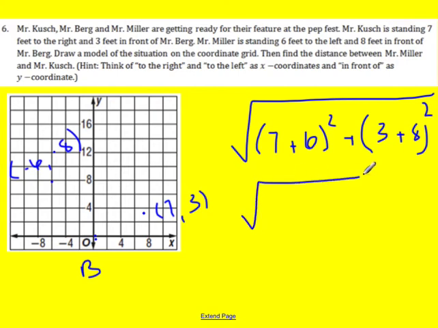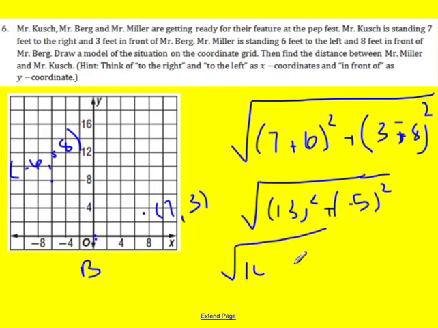So then I'm going to end up getting the square root of 13 squared plus, oh, I'm sorry, this 8 should be positive because you went up. Oh my goodness. So that's a minus. I apologize. So that's going to be a negative 5 squared. So then you end up getting 13 squared, which is 169, plus a negative 5 squared, which is 25. So 169 plus 25 is going to give us the square root of 194.